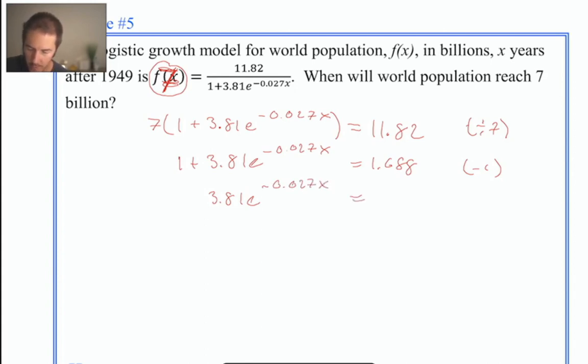Subtracted 1 from the right-hand side leaves me with 0.688. On my calculator, I'm hitting -1, enter, which does leave me with the 0.688 on my calculator, making sure it all matches up. Now I'm going to divide both sides by the 3.81, and I will have finally isolated my exponential expression.